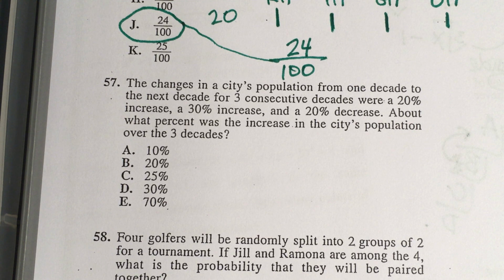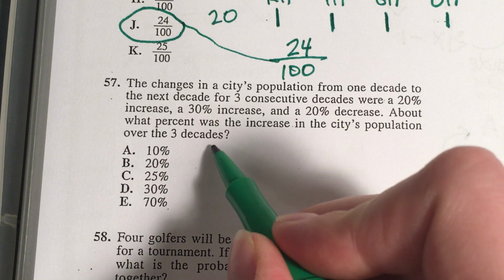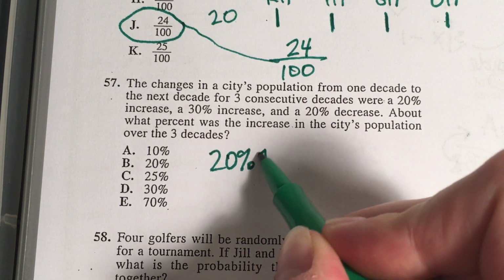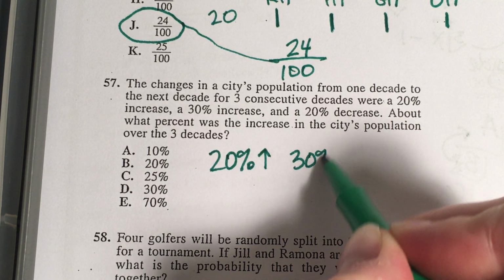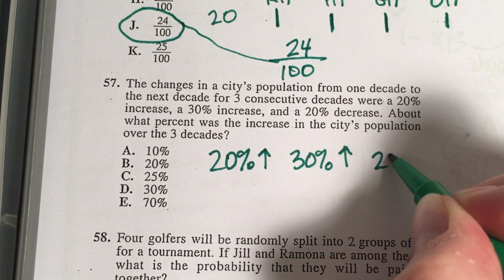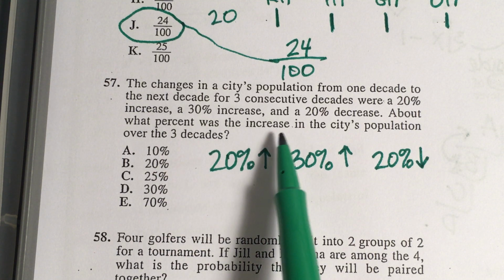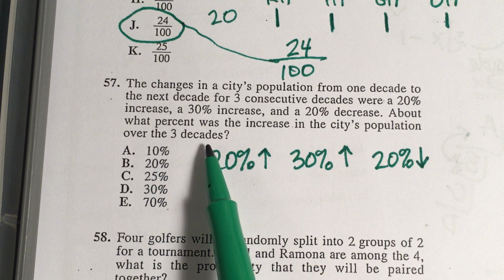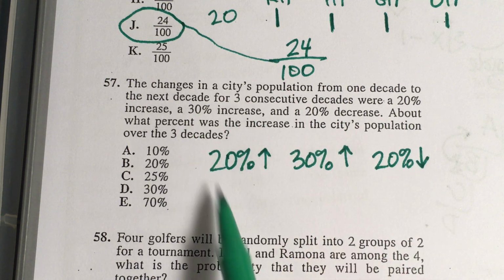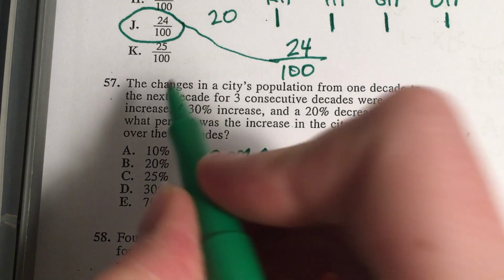For 57, it says the changes in a city's population from one decade to the next decade for 3 consecutive decades were a 20% increase, a 30% increase, and a 20% decrease. So it went 20% increase, 30% increase, and then a 20% decrease. It says about what percent was the increase in the city's population over the 3 decades.